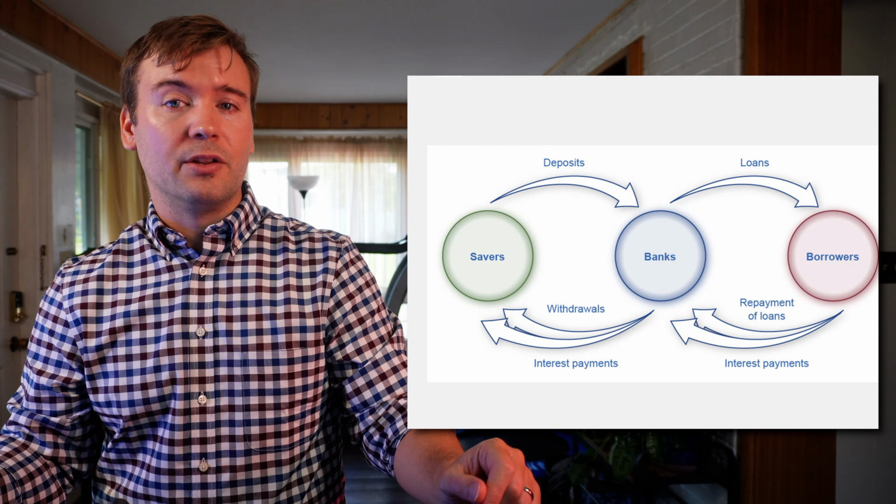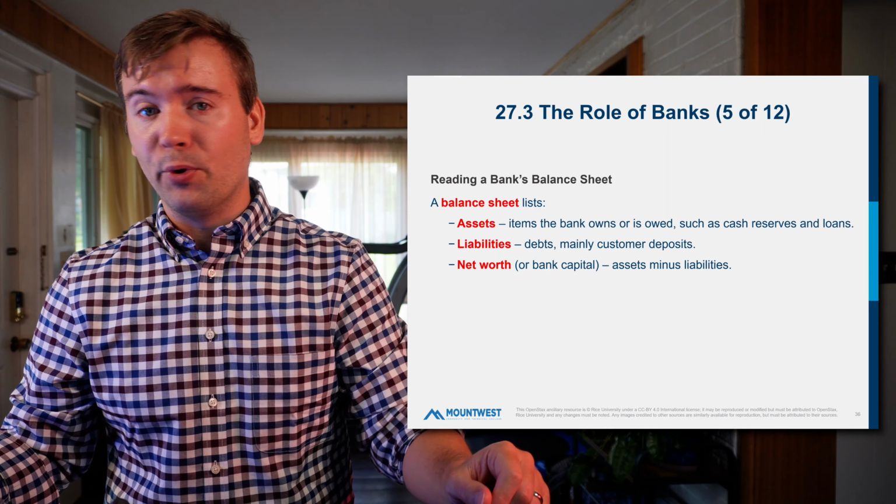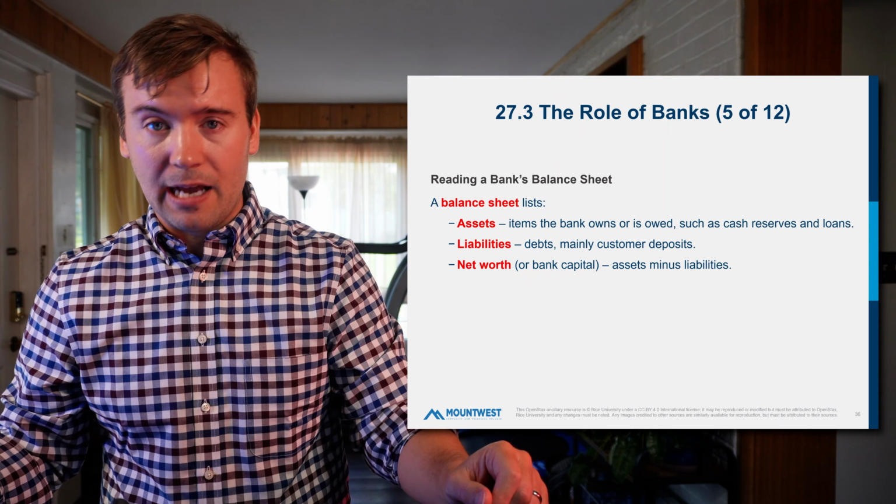To understand how a bank operates, you need to look at its balance sheet. You should have all had an accounting class by now, hopefully mine, but just as a reminder, a balance sheet is an accounting tool that provides a snapshot of a firm's financial position at a specific point in time. It's divided into two main categories: assets and liabilities.